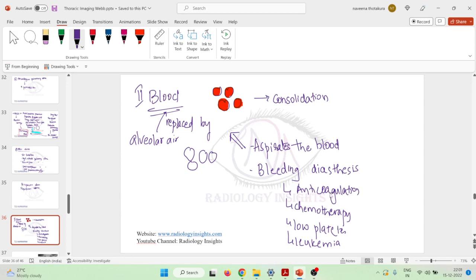resulting in consolidation. So in anticoagulation, chemotherapy, low platelets, and leukemia, in all these conditions the patient has increased risk of bleeding. Because the coagulation is not proper, the patient continues to bleed. So continuously the alveolar air will get replaced by blood, resulting in consolidation in these conditions.